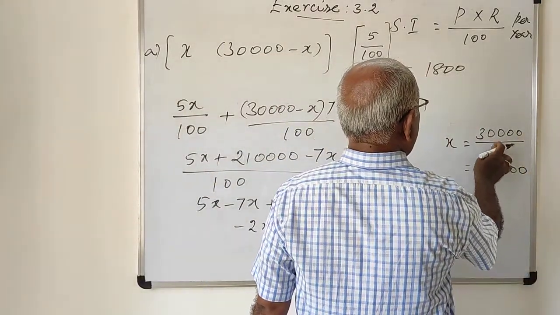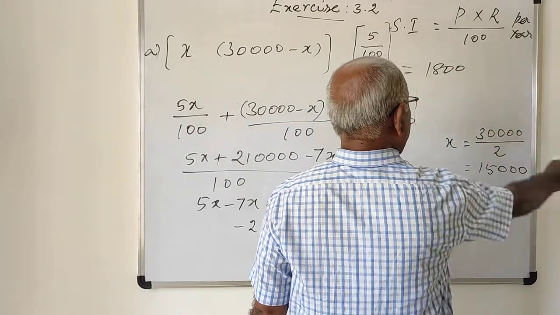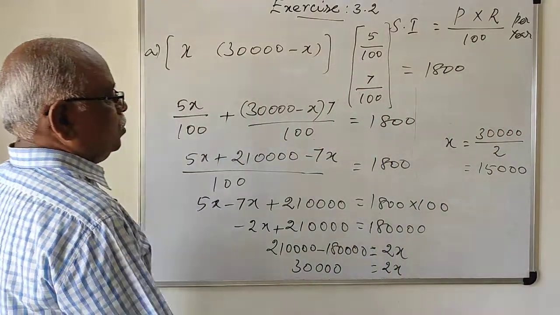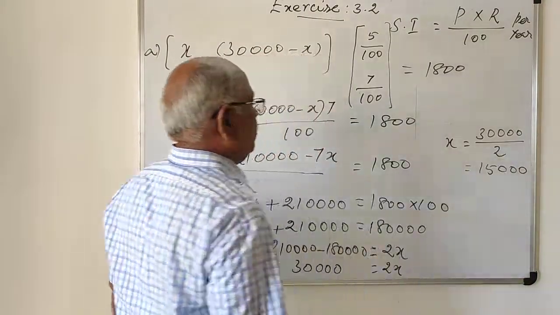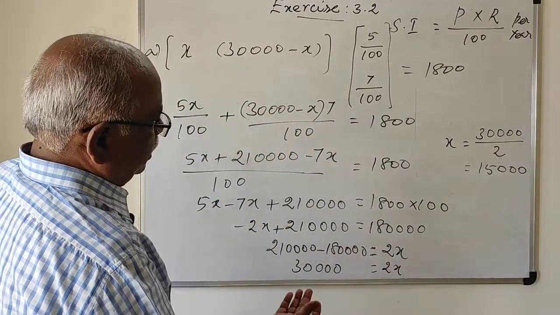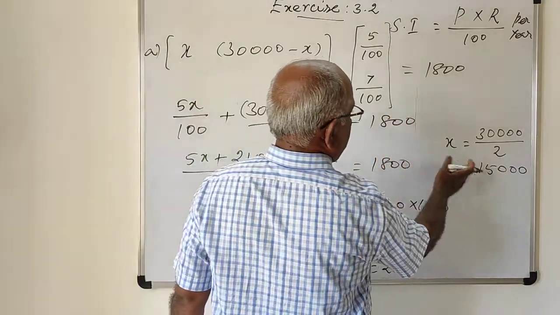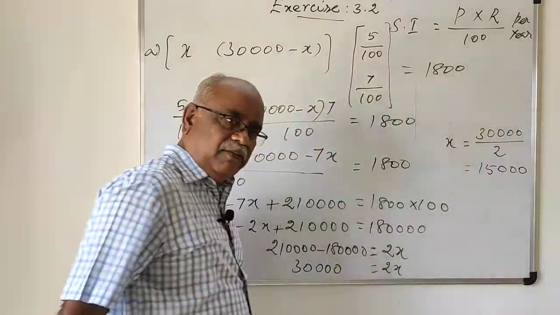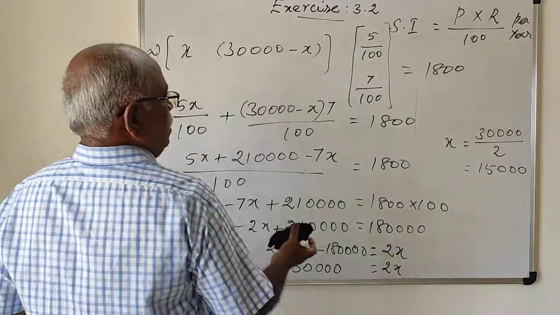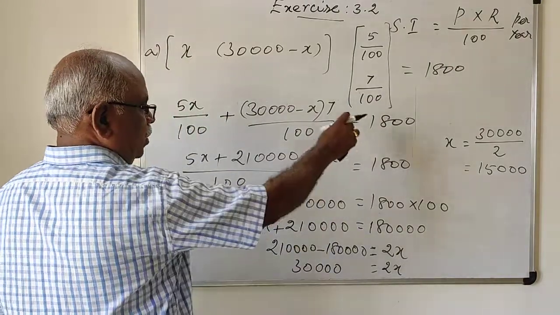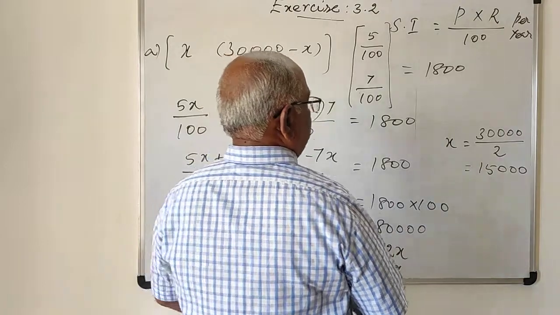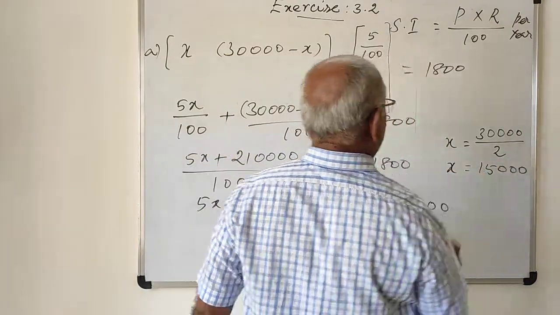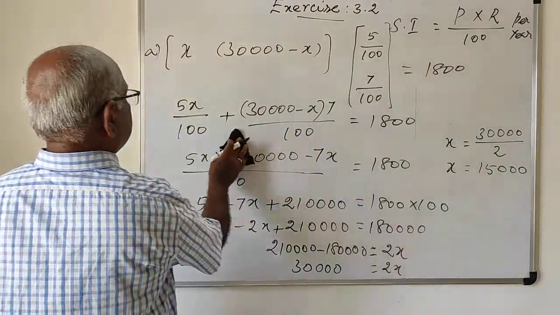15, 2 15s are 30, okay, 15,000. So the amount invested in the first bond is rupees 15,000, and therefore the second bond is 30,000 minus x, which is 30,000 minus 15,000, again 15,000. From this calculation, the amount invested in the first bond, x, is rupees 15,000.